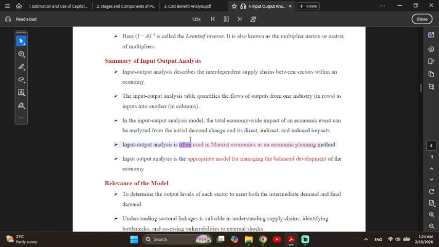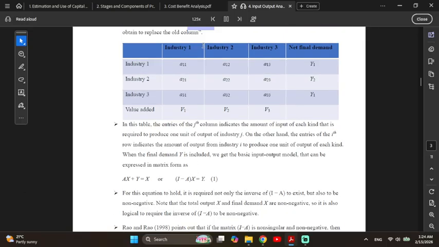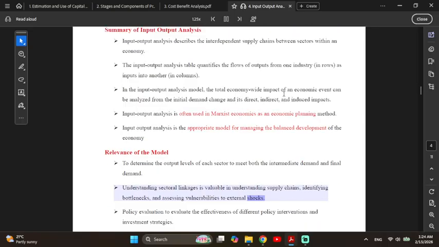Input-output analysis is often used in Marxist economics as an economic planning method. It is the appropriate model for managing the balanced development of the economy. Relevance of the model: to determine the output levels of each sector to meet both the intermediate demand and final demand. Understanding sectoral linkages is valuable in understanding supply chains, identifying bottlenecks, and assessing vulnerabilities to external shocks.